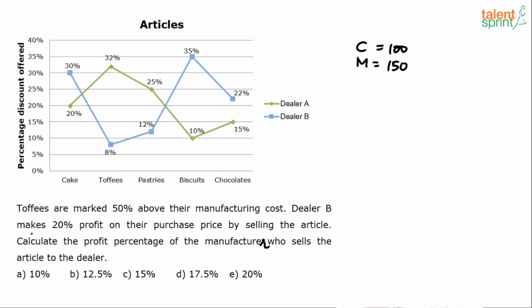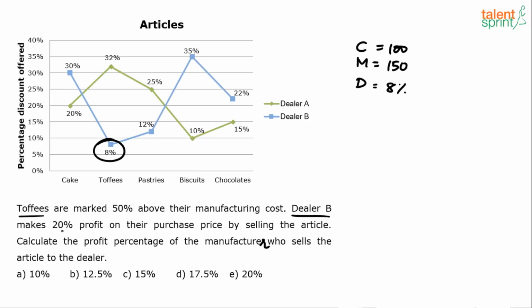Dealer B makes 20% profit on their purchase price by selling the article. Now dealer B, and we are referring to toffees. Dealer B is the line in blue, 8%. So discount is how much? 8%. Just make a note of it so that we are clear with the graph part, right? 8% is the number that we're looking at from the graph. So dealer B gives a discount of 8%.